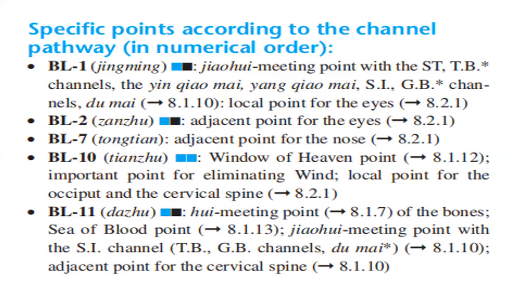Bladder 2 is the adjacent point for the eyes. Bladder 7 is the adjacent point for the nose. Bladder 10, window of heaven point, important point for eliminating wind, local point for the occiput and cervical spine. Bladder 11, the influential meeting point of the bones, sea of blood point, Yao Wei meeting point with small intestine channel, triple burner, gallbladder channel, Du Mai. Adjacent point for the cervical spine.